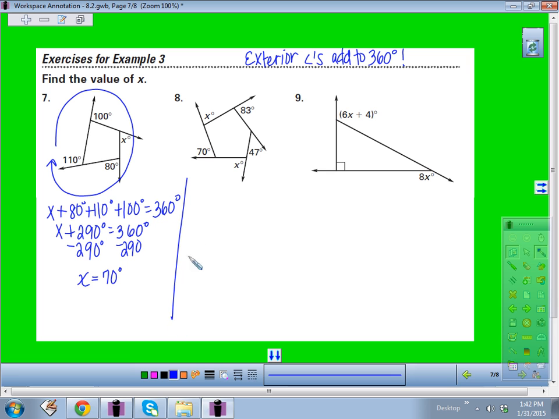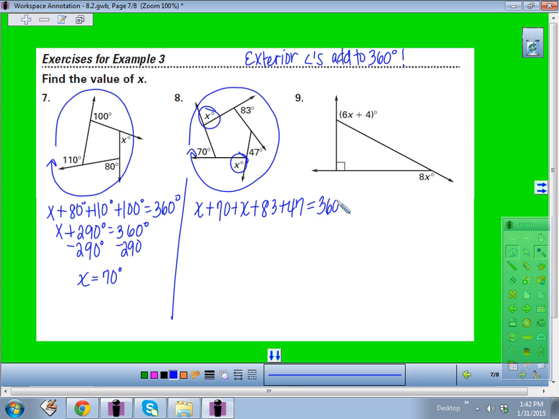Number 8, again, it doesn't matter how many sides the polygon has. We know that all the exterior angles add to 360. This time we do have two x's, so make sure that you notice that. So I'll say x plus 70 plus x plus 83 plus 47 equals 360 degrees. Combine like terms. So x plus x gives me 2x. 70 plus 83 plus 47 will give me 200 degrees total.